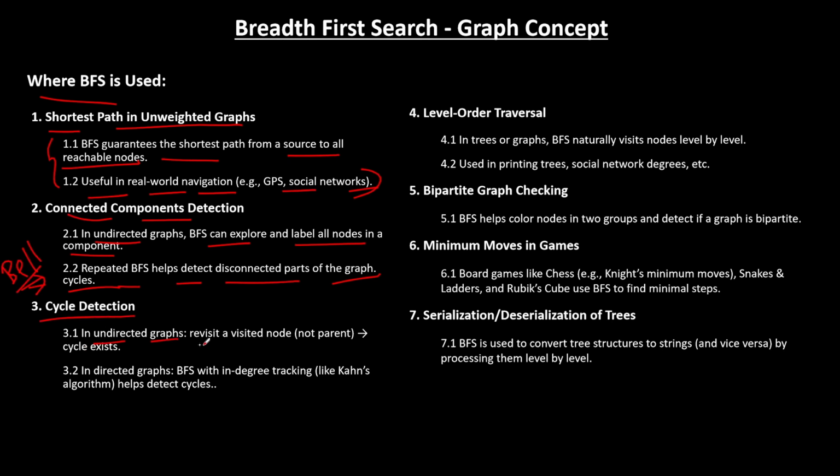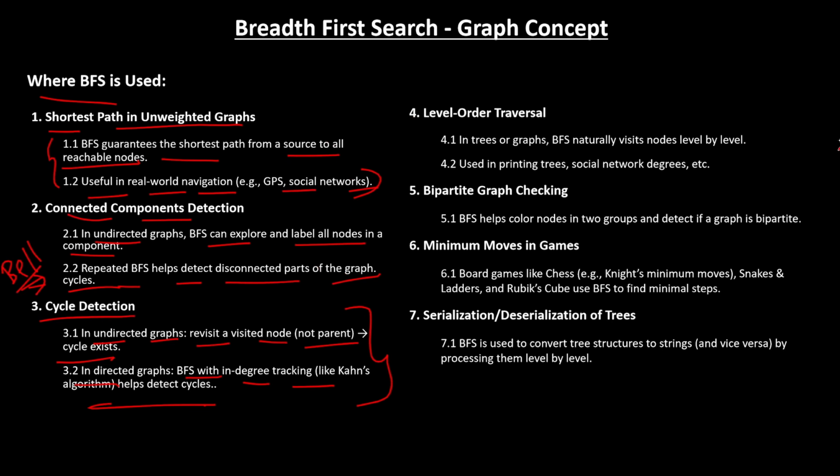In an undirected graph, if you revisit a visited node that is not the parent, a cycle exists. In a directed graph, BFS with in-degree tracking, Kahn's algorithm, helps detect cycles. So these are the ways where you could use BFS. Yes, you could use DFS also, but in some cases, using BFS is much more convenient, right?